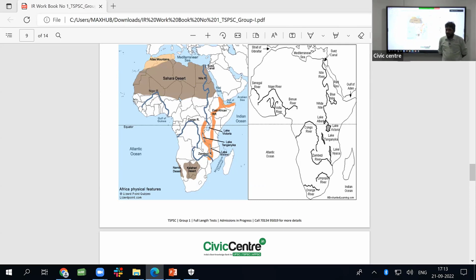Morocco, Algeria, Tunisia, Libya, Egypt. Tell me, out of these nations, which nations are sharing a border with the Mediterranean Sea? Morocco, Algeria, Tunisia, Libya, Egypt. All are sharing?